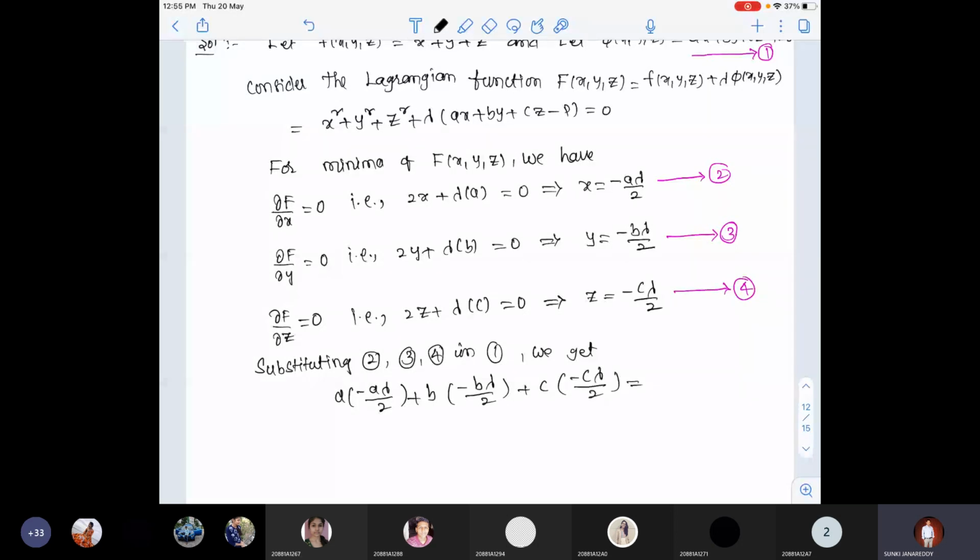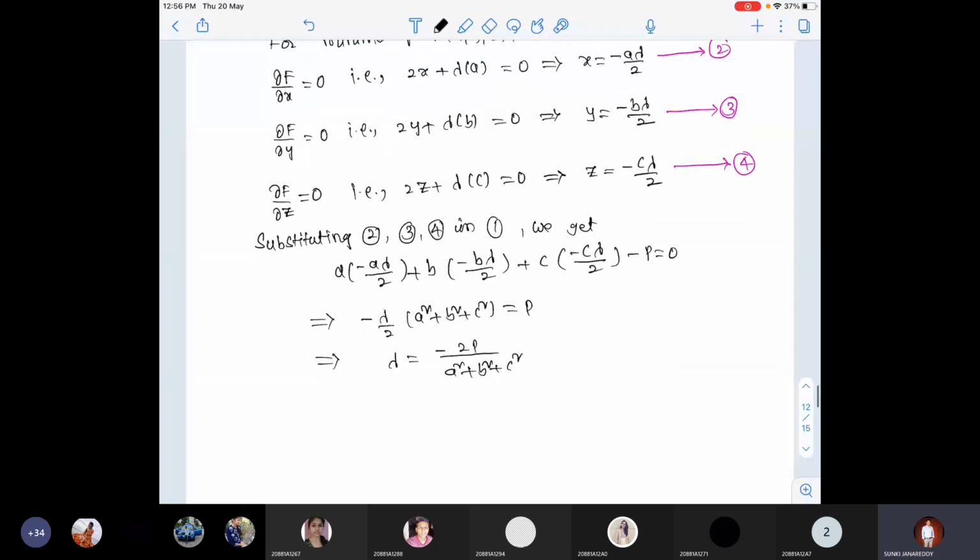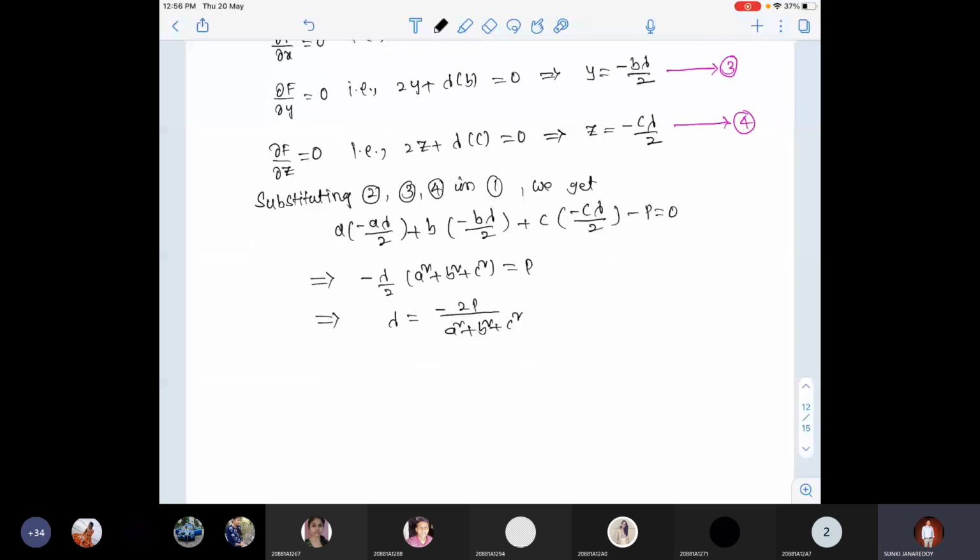Now here, what is the common value? Minus lambda by 2 you can take as common, then a square plus b square plus c square, which is equal to p. Now lambda is equal to minus 2p by a square plus b square plus c square. Here we got the lambda value.